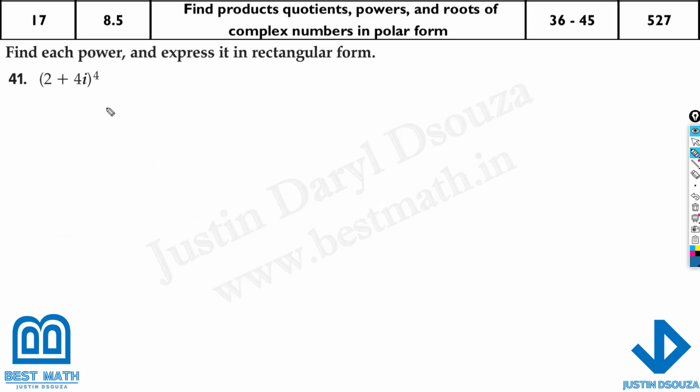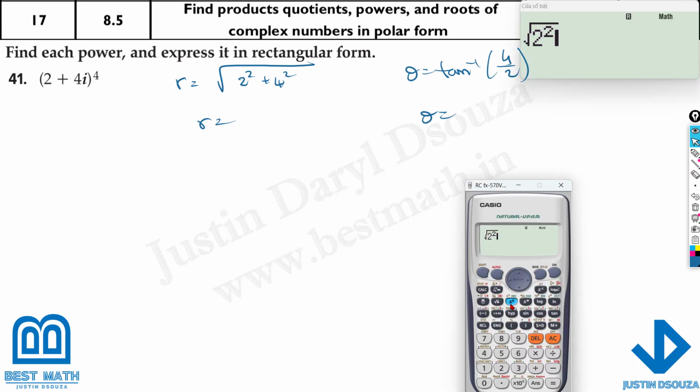Now let me do this one here. This is going to be r equals square root 2 square plus 4 square. Theta equals tan inverse of 4 by 2. Let's use a calculator and find the answers. Square root 2 square plus 4 square, that's going to be 2 root 5, or square root 20. You can write square root 20, it's easier. 4 plus 16, that's same as 2 root 5. I'm just writing this because it's easier to write inside square root rather than outside.